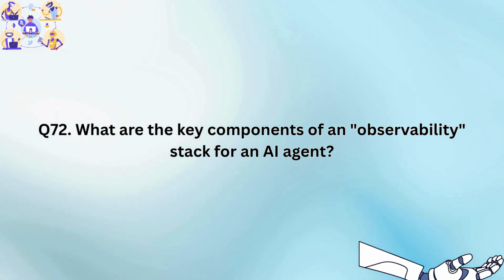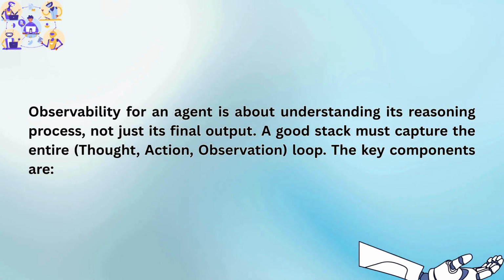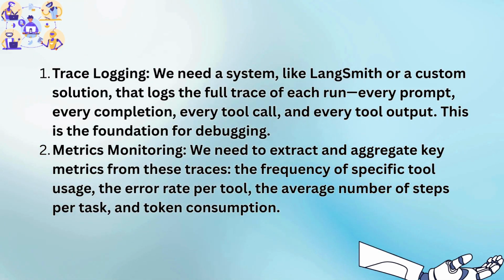What are the key components of an observability stack for an AI agent? Observability for an agent is about understanding its reasoning process, not just its final output. A good stack must capture the entire thought, action, observation loop. The key components are 1. Trace logging. We need a system, like Langsmith or a custom solution, that logs the full trace of each run, every prompt, every completion, every tool call, and every tool output. This is the foundation for debugging.